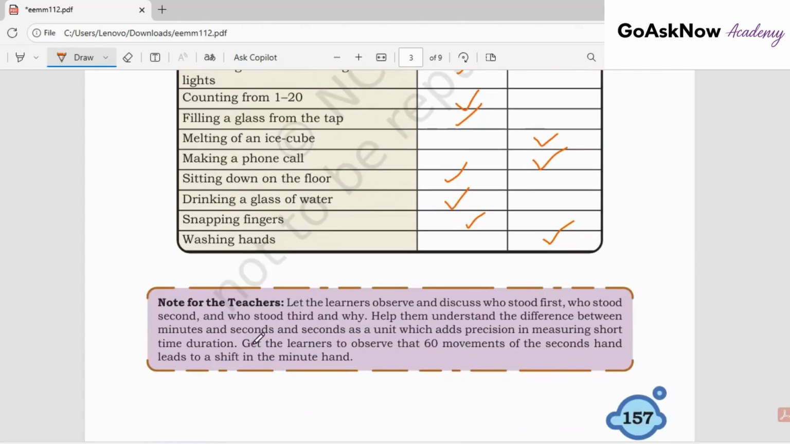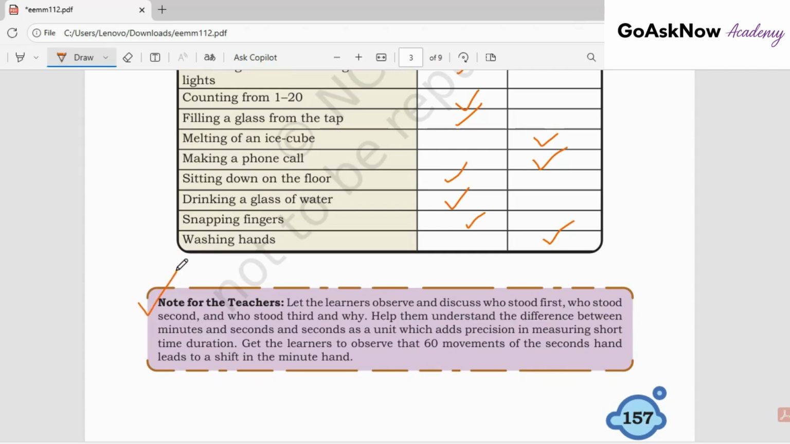Okay. Note for the teachers: let the learners observe and discuss who stood first, who stood second, and who stood third, and why. Help them understand the difference between minutes, seconds, and the second as a unit, which adds precision in measuring short time durations. Get the learners to observe that 20 movements of the second hand lead to a shift in the minute hand.